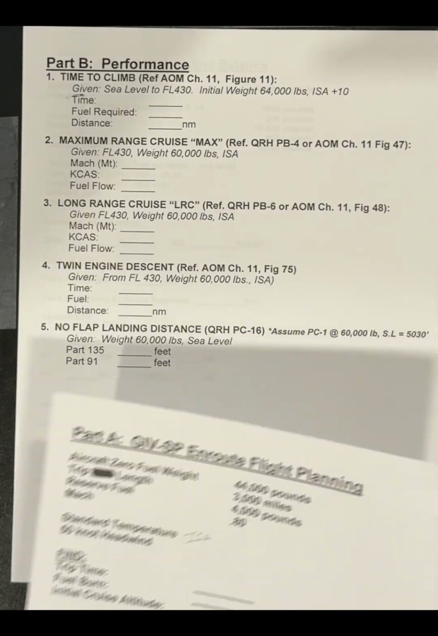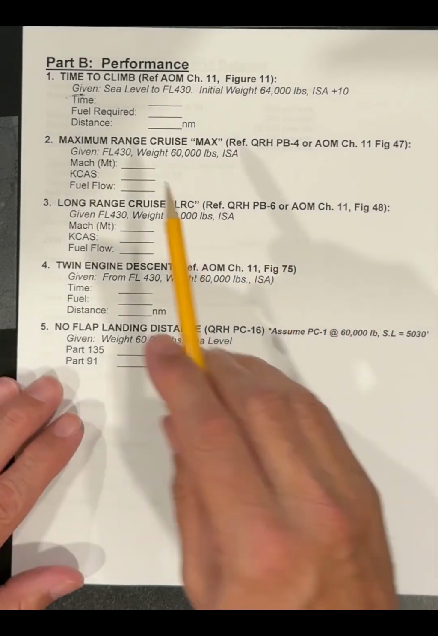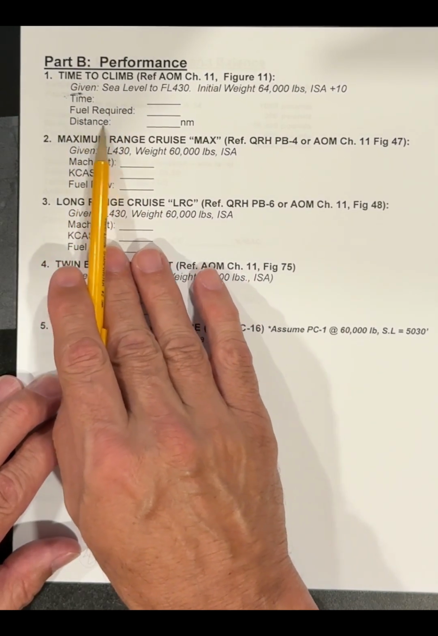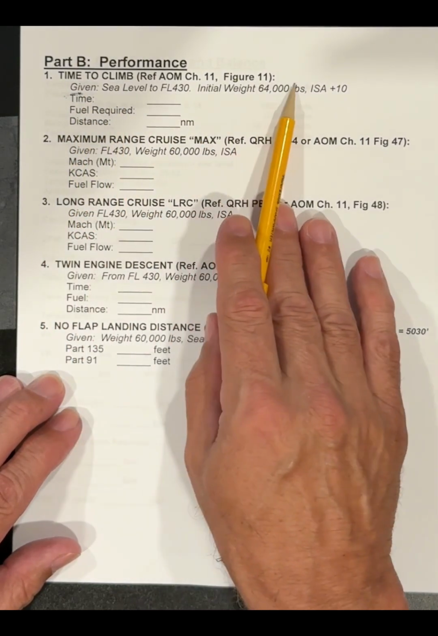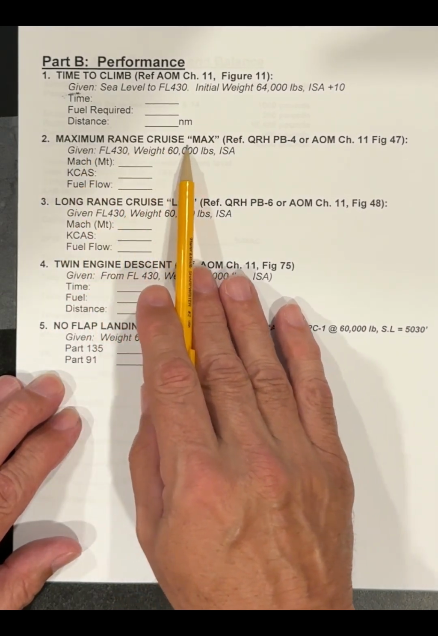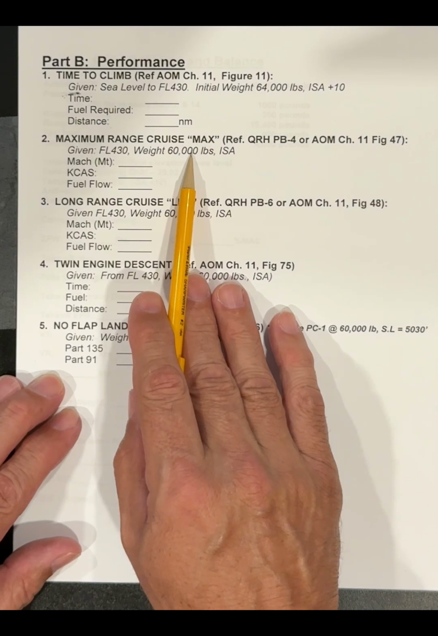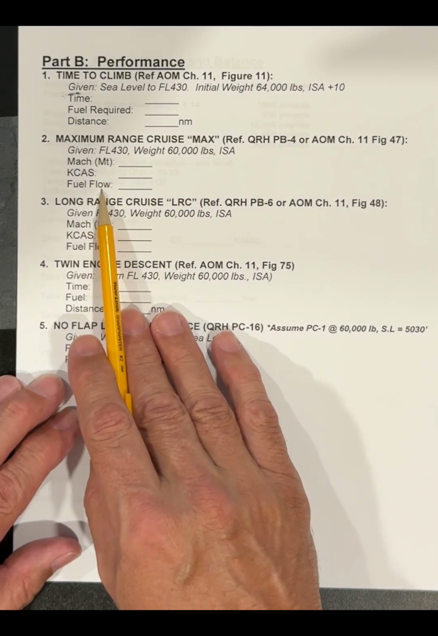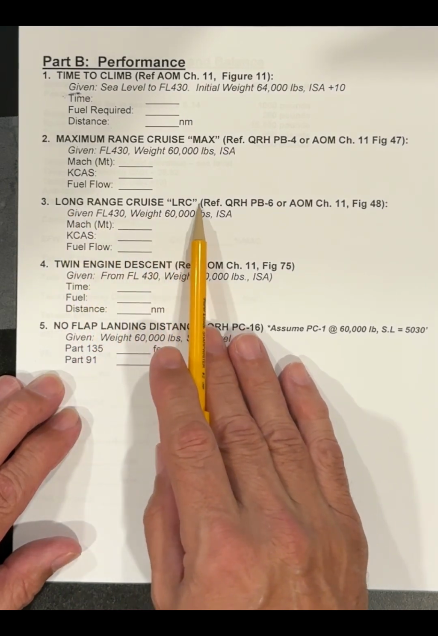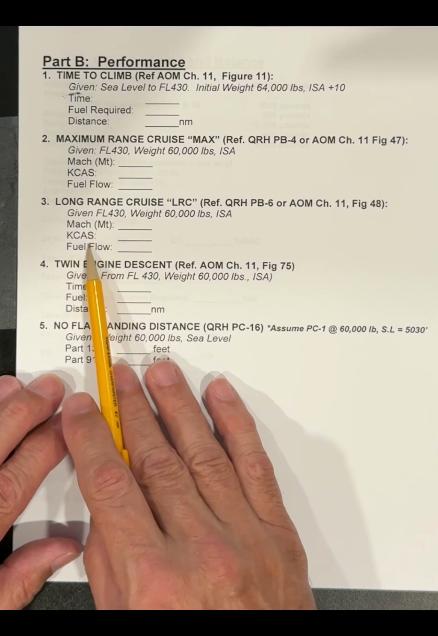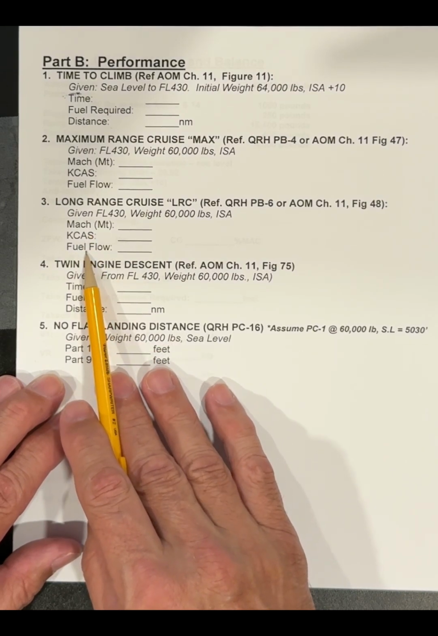The next form that we have to complete is performance. We need to find time to climb, the time, the fuel required, and the distance for given information. Then we have to find maximum range cruise for a particular scenario. We want to find the Mach, the calibrated airspeed, and the fuel flow. Long range cruise, we want to find that for a given scenario. We want to find the Mach, the calibrated airspeed, and the fuel flow for that.